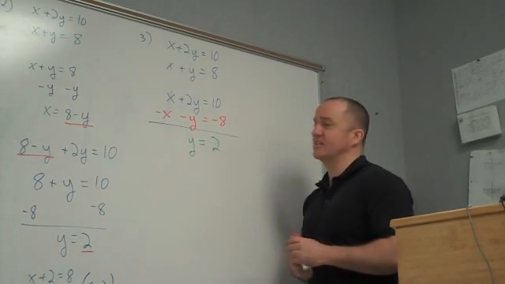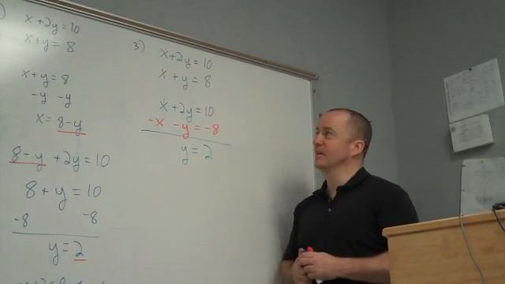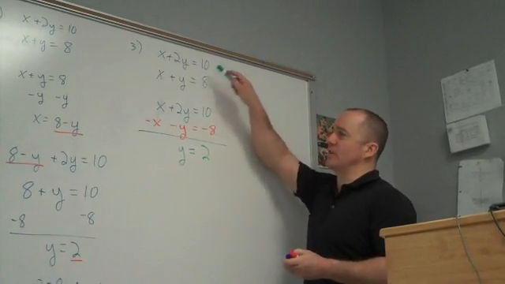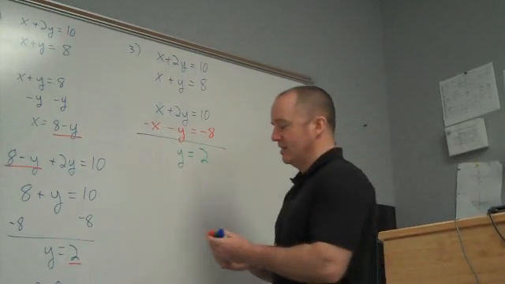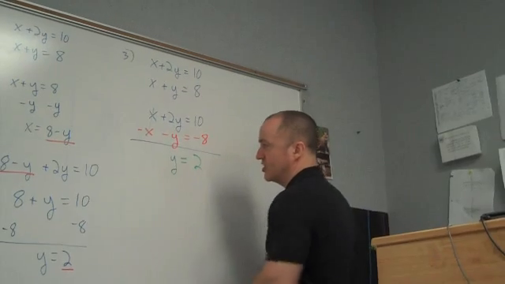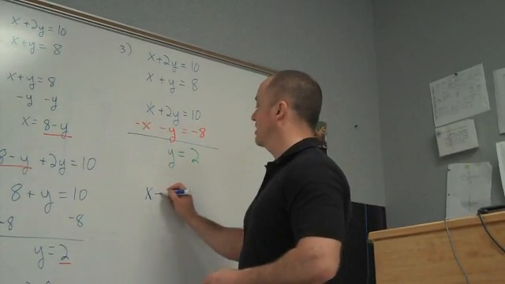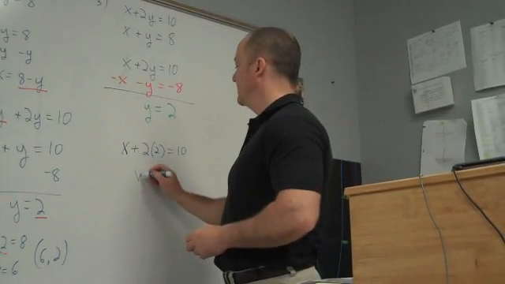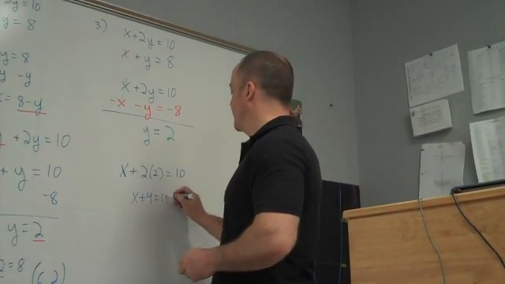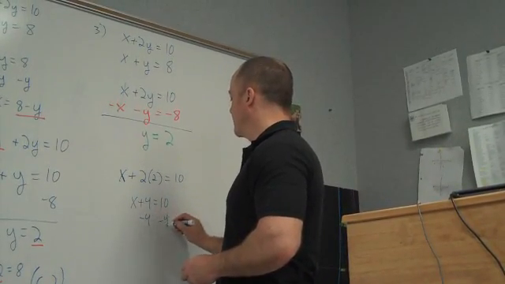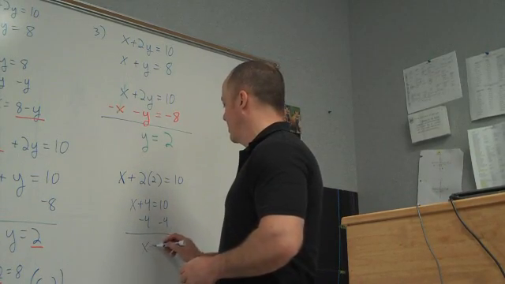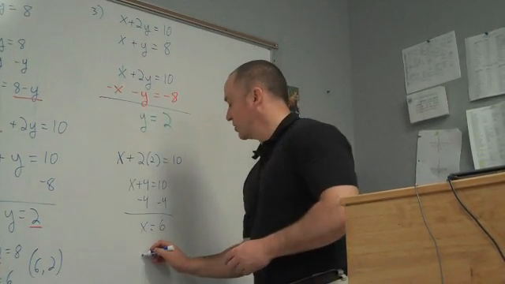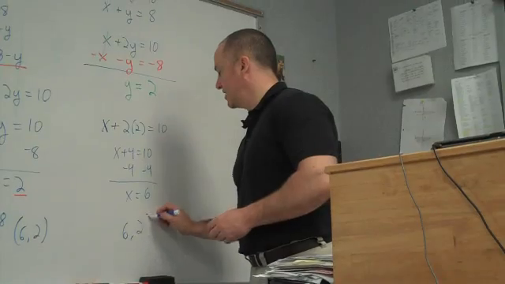And then how do we find x? Plug it in. Which equation? I'm going to plug it into the other equation, since I plugged in that one last time. So plugging it back into the first equation, x plus 2 times 2 equals 10, which gives me x plus 4 equals 10. Subtract 4 from both sides, and x equals 6. So I write this as a coordinate point 6, comma 2.